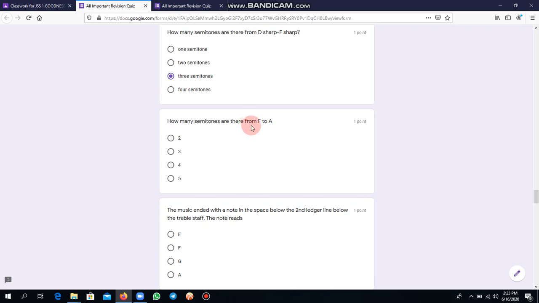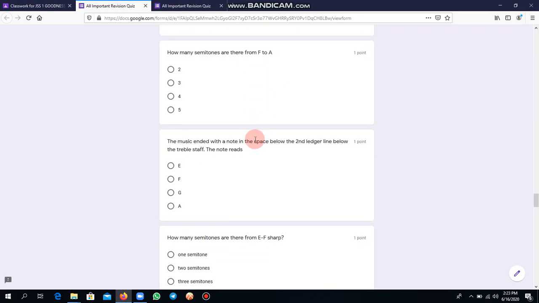How many semitones are there from F to A? If you are conversant with tones and semitones, then you know that F to F sharp is one, F sharp to G is two, G to G sharp, which is the same as A flat, is three, then A flat or G sharp to A is four. So we have four semitones here.